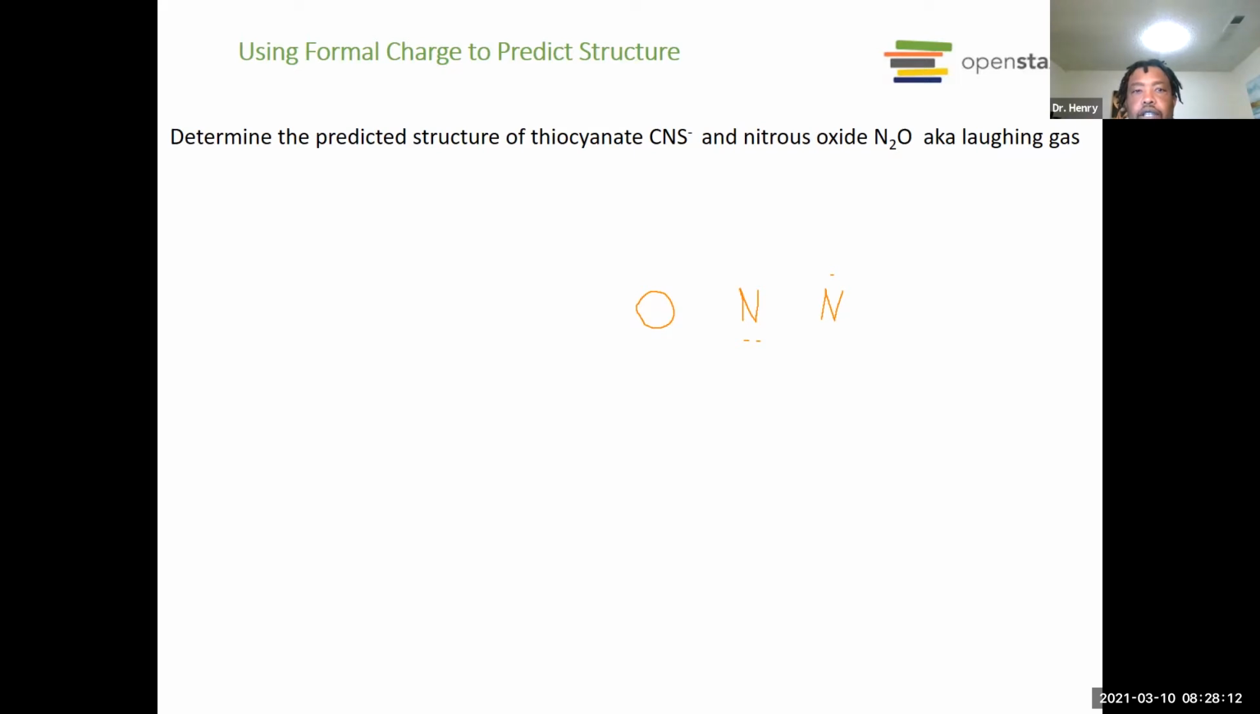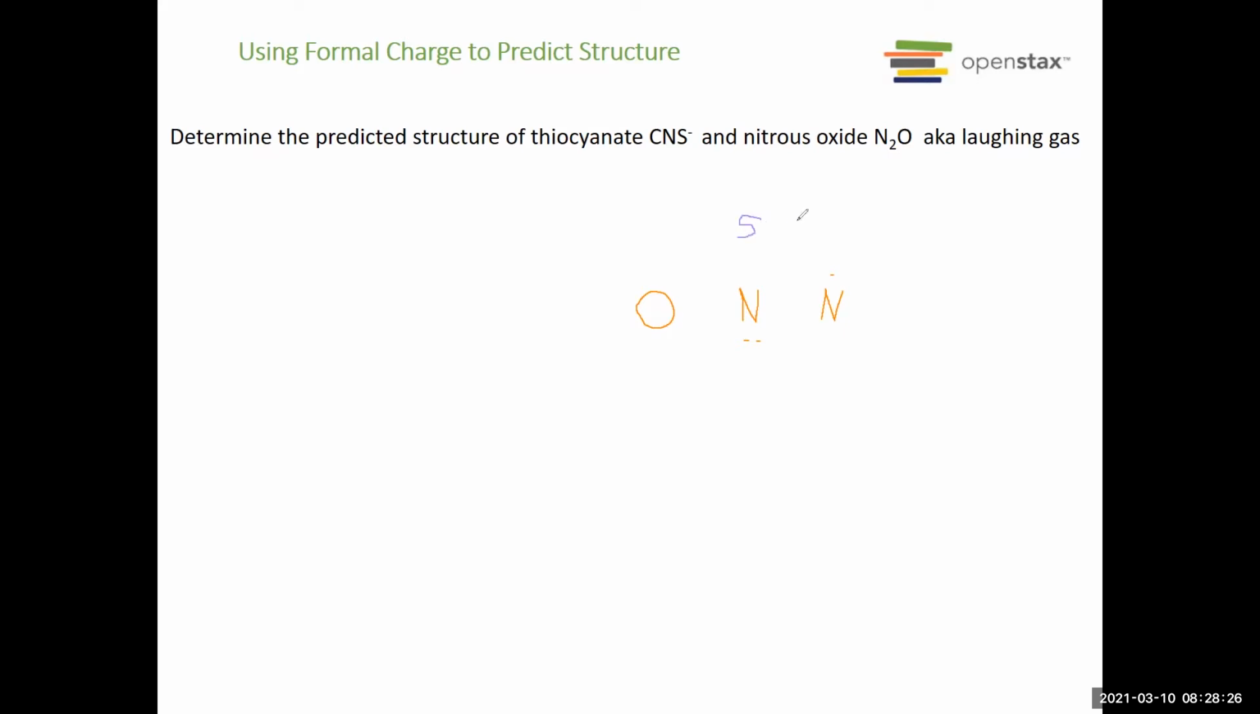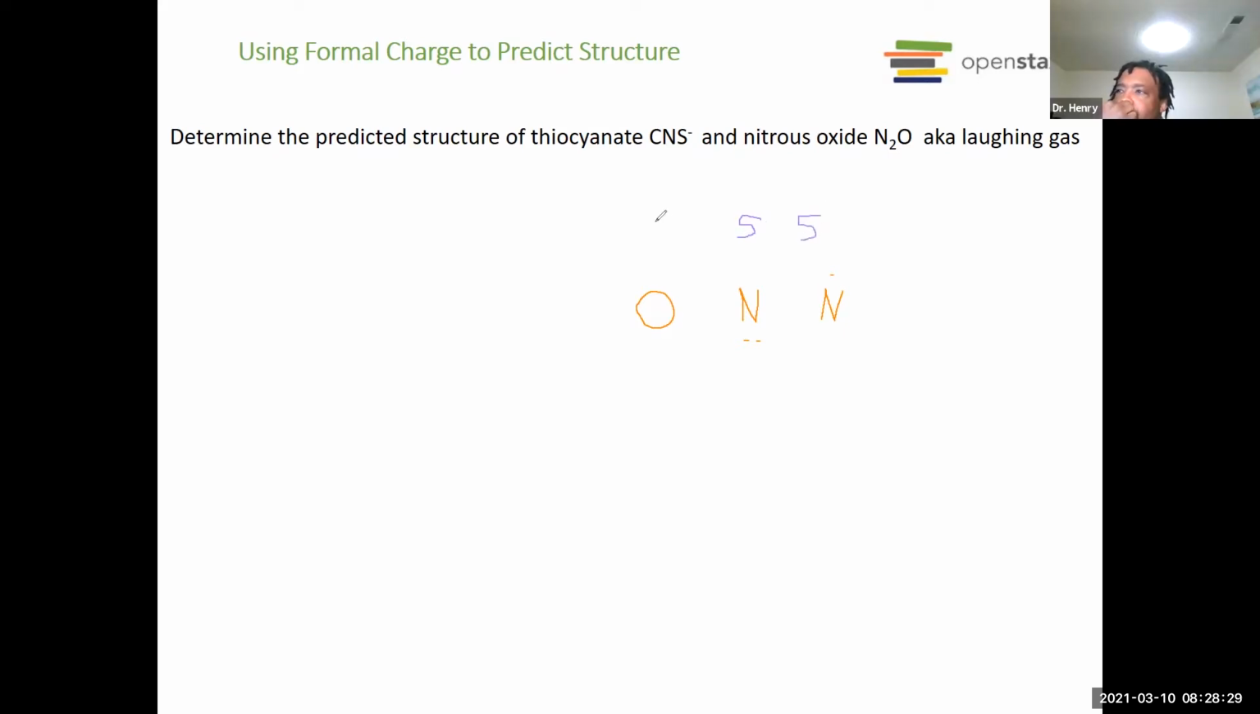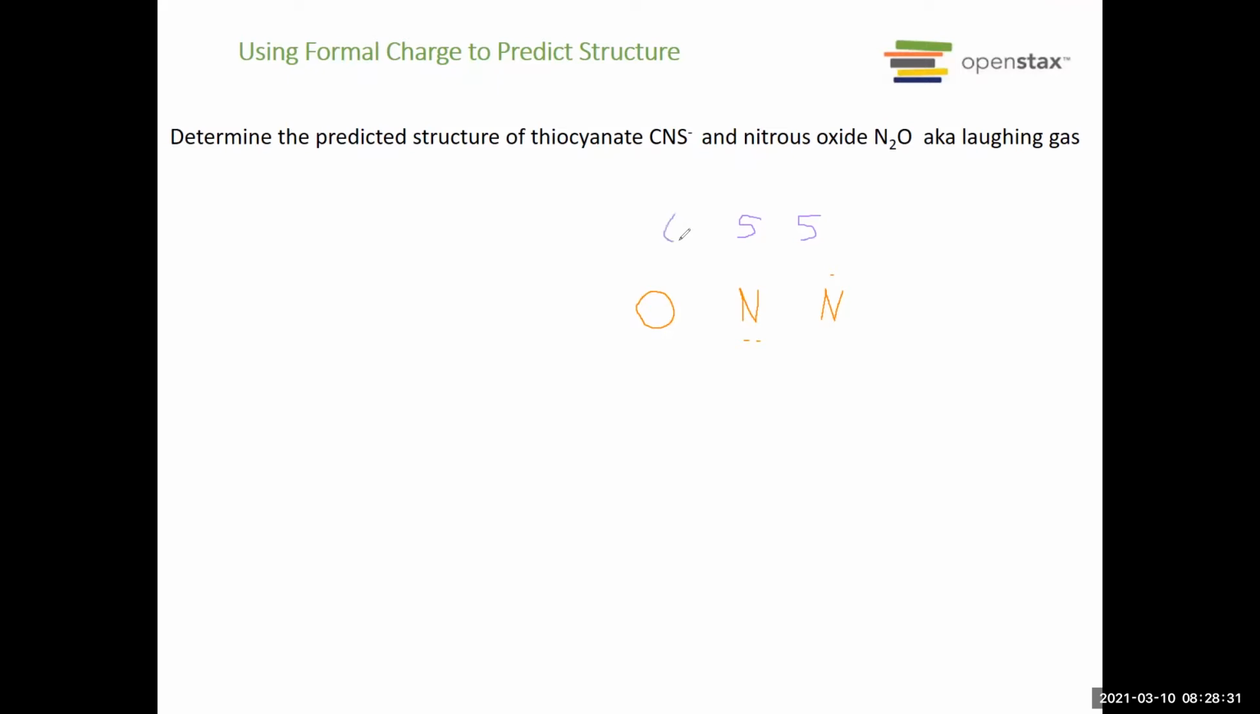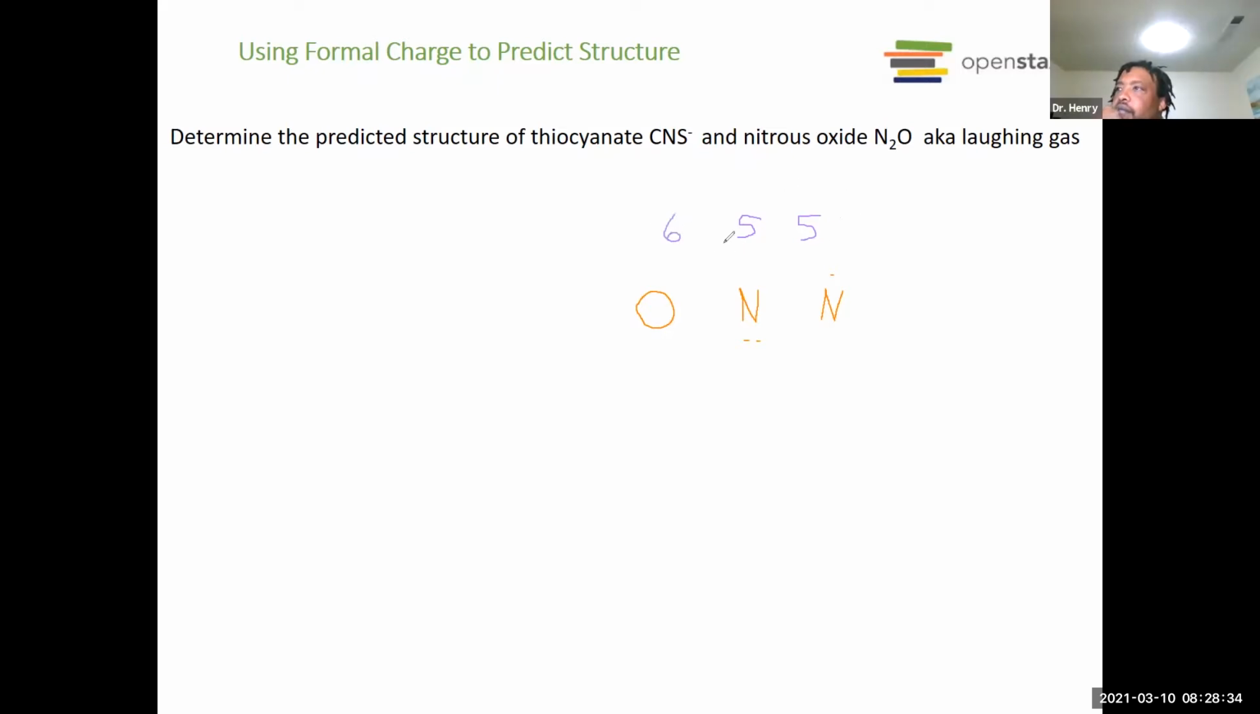No. Okay, so let's start off with the number of valence electrons. How many valence electrons do we have for nitrogen? 5. Okay, so both of those are 5, and oxygen, 6. So we have a total of 16. So 16 valence electrons to work with.